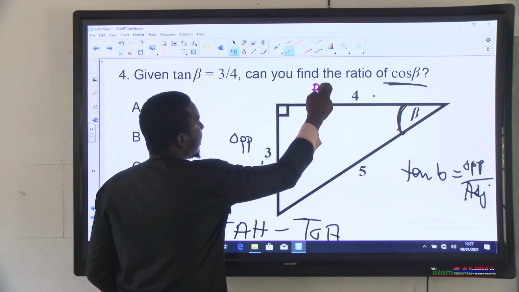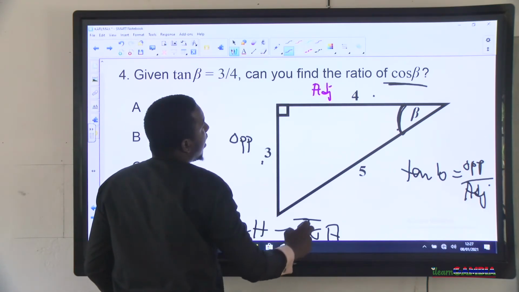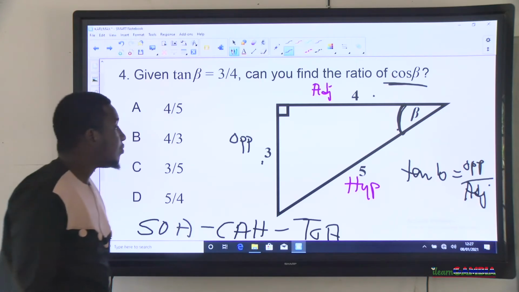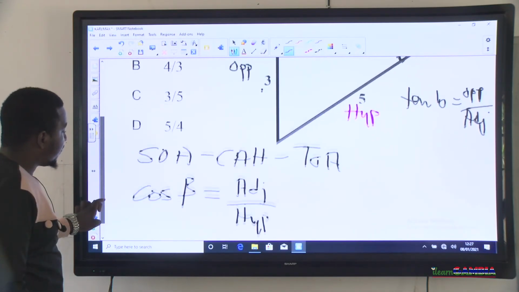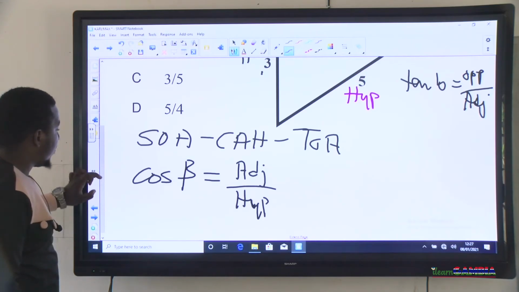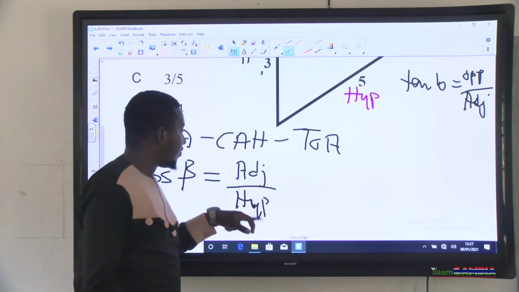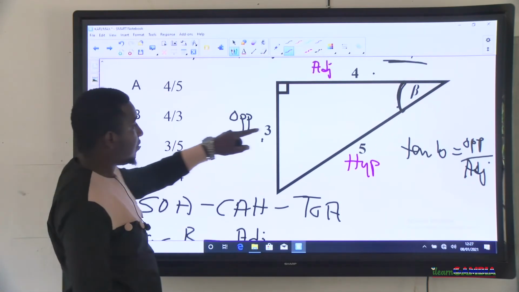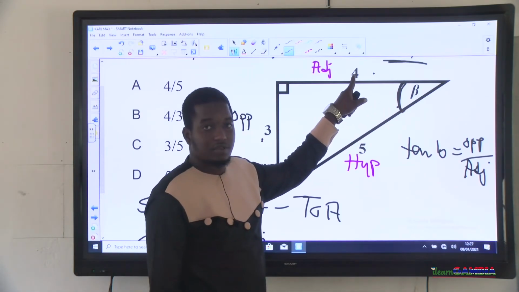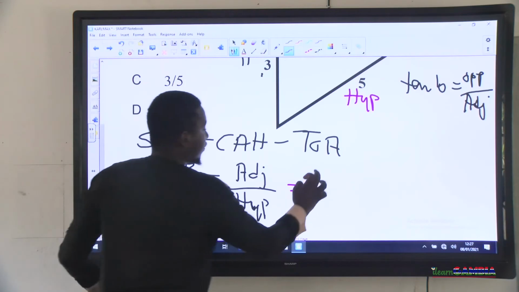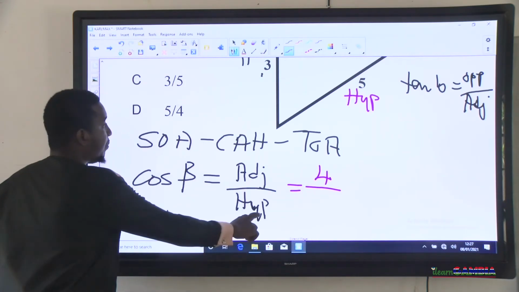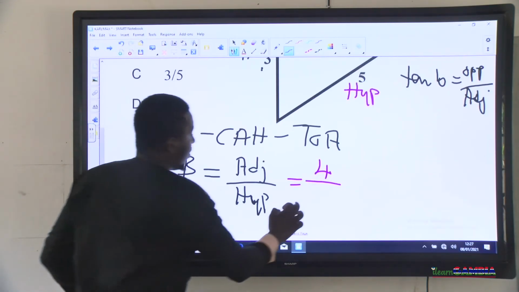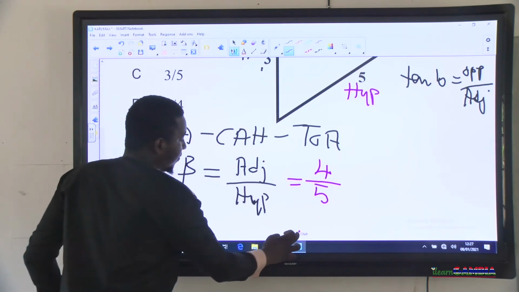4 here is the adjacent of the angle, and 5 here is the hypotenuse of the triangle. So what we are interested in is to find what is cos beta. We know that cos beta is equal to adjacent all over the hypotenuse. The side adjacent to angle beta is 4, so we have 4 all over the hypotenuse. The hypotenuse in the triangle is 5, so we are going to have 4 all over 5.